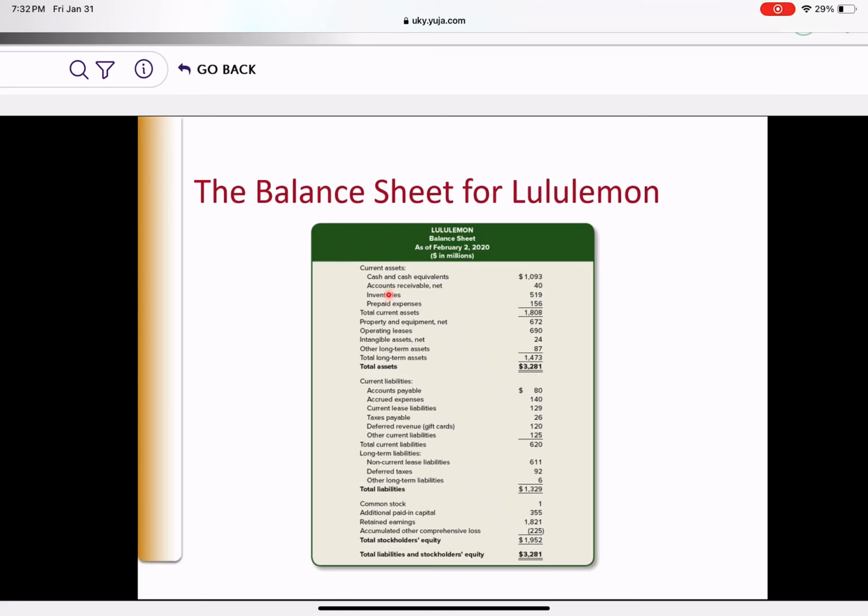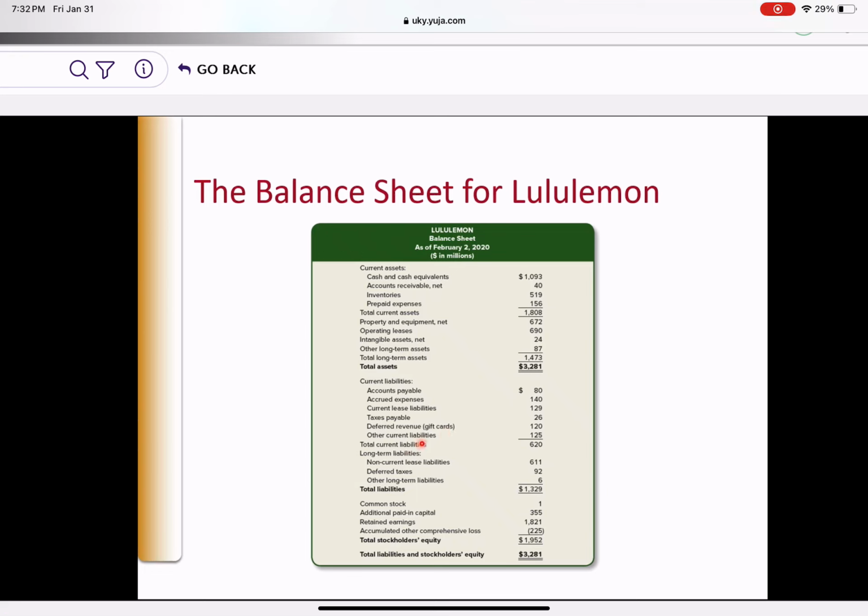Now notice we break down our liabilities just like we did with our assets. We have current liabilities, things like accounts payable, what you owe your suppliers, accrued expenses, unpaid wages, unpaid interest, current lease liabilities, what you're going to have to pay within the next year on your rentals, taxes payable that you owe the government, deferred revenue, that's a new one for us. Notice it says deferred, meaning it's not ours yet. So if you're selling gift cards, that's not your revenue until you actually have that customer coming in, cashing in that gift card, and taking those particular items.